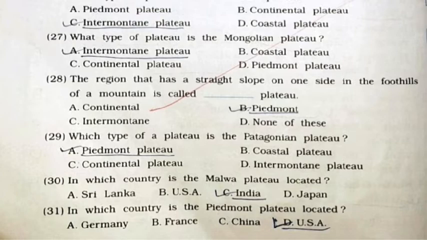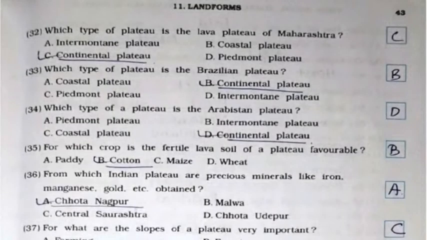31, in which country is the Piedmont Plateau located? It's option number D, USA. 32, which type of plateau is the lava plateau of Maharashtra? It's option number C, continental plateau. 33, which type of plateau is the Brazilian plateau? It's option number B, continental plateau. 34, which type of a plateau is the Arabistan plateau? It's option number D, continental plateau.